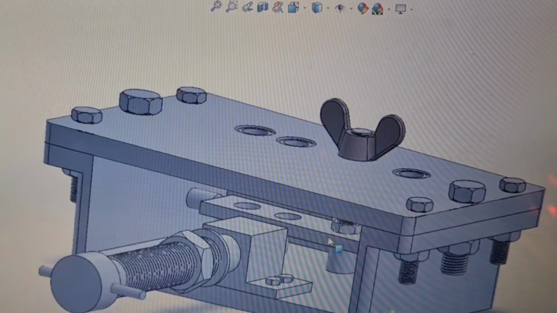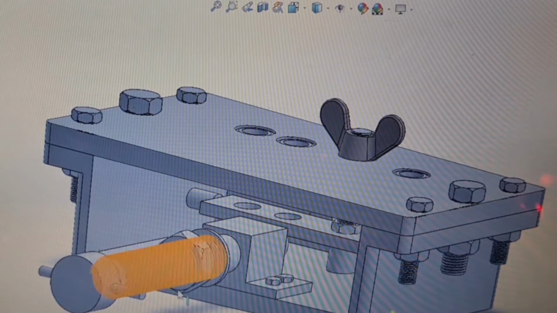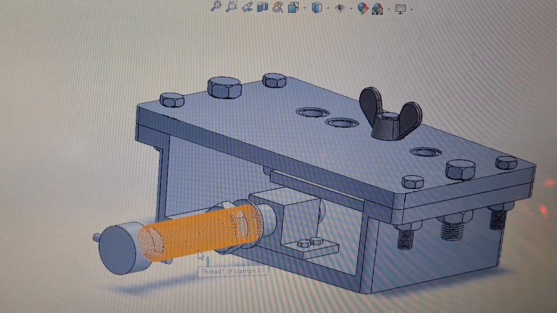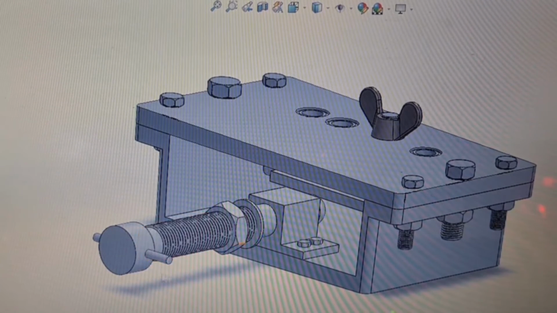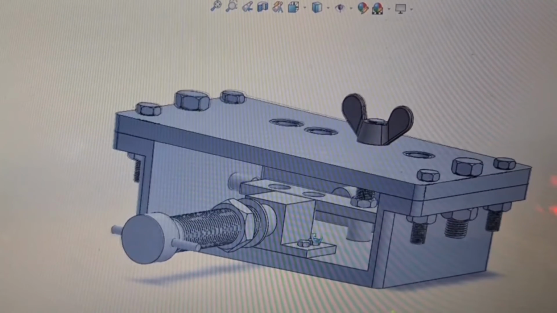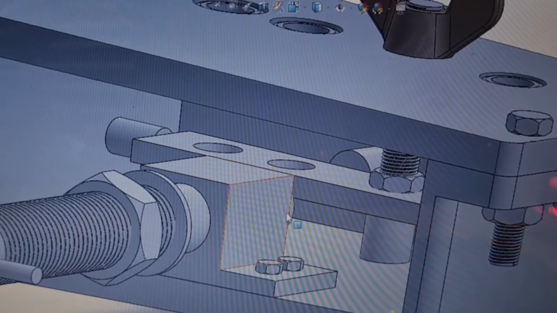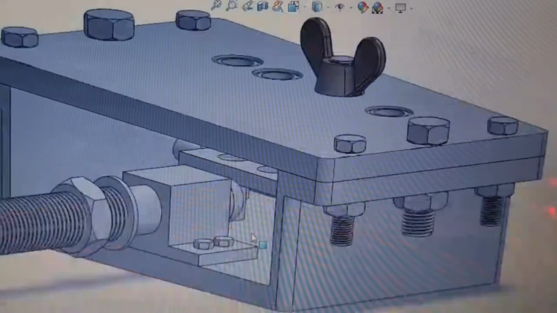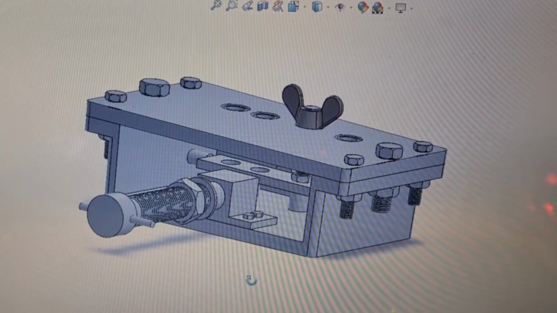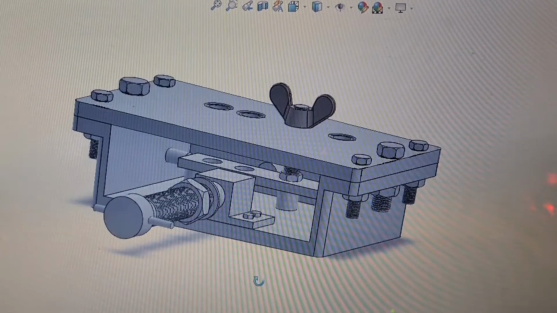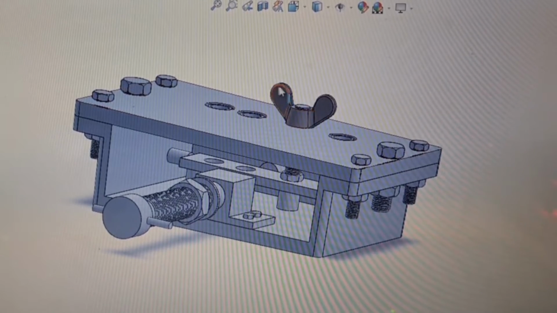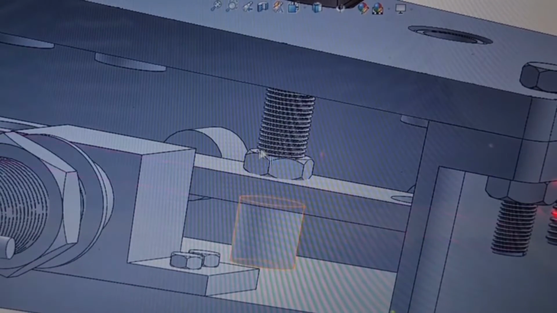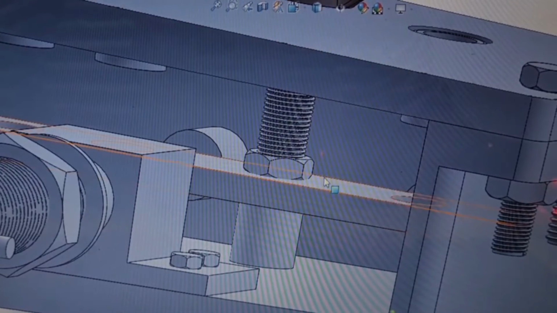The screw clamp principle will hold the workpiece from the front. From the top, we use a wing nut to hold the top of the workpiece, so the workpiece will not move.